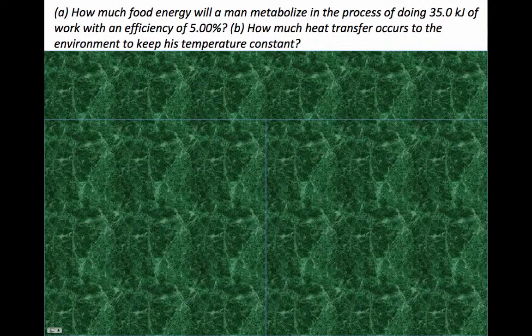Our first problem, and our only problem for these notes, is: how much food energy will a man metabolize in the process of doing 35 kilojoules of work with an efficiency of 5%? And then, how much heat transfer occurs to the environment to keep his temperature constant?